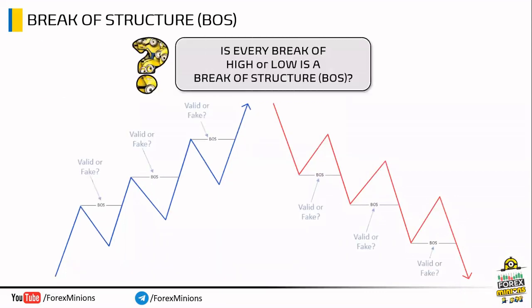Now, if we look at these simple schematic diagrams, the question arises: which break of structure is valid? Which one is fake? In short, we may ask whether every break of a high or low is a break of structure. If you notice these levels, they look so simple to mark as BOS, but how do we actually identify a fake or valid BOS? Is it so simple to mark a breakout level as break of structure? We can understand this point with an example.